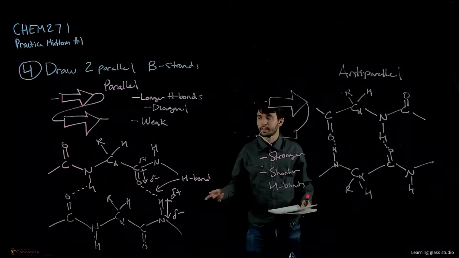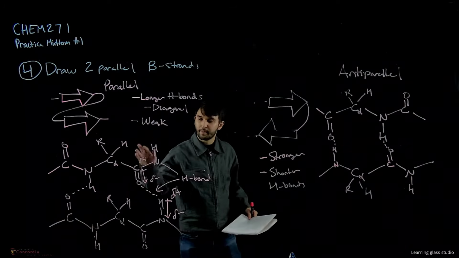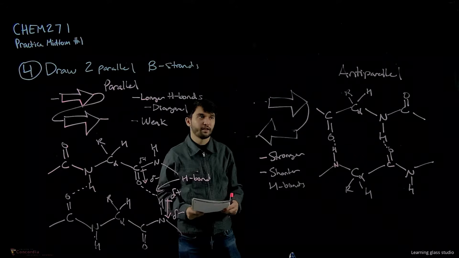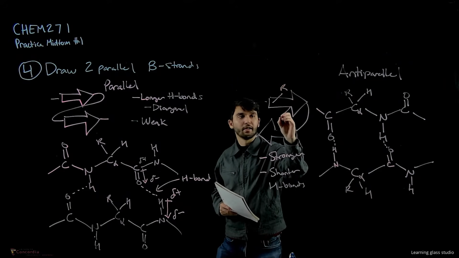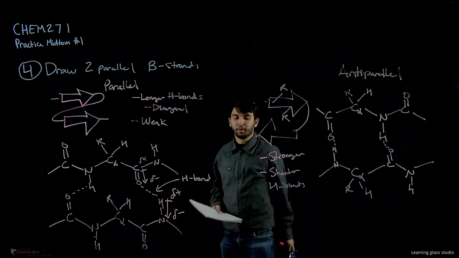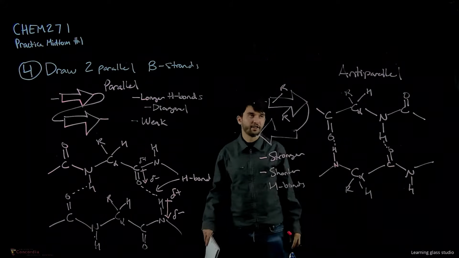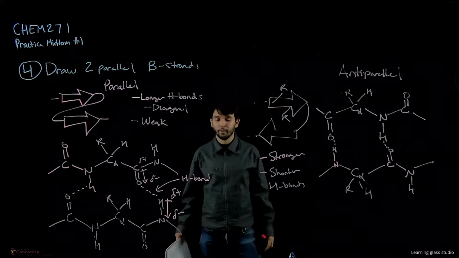One last thing to note here is that in both of these configurations, the R groups are going to be facing out of the beta sheets. So in this case, if we look at this, the R groups will sort of be facing in or out of the page. They will not be facing in the middle of this plane, so that reduces steric clashes as well and makes beta strands either parallel or anti-parallel favorable.